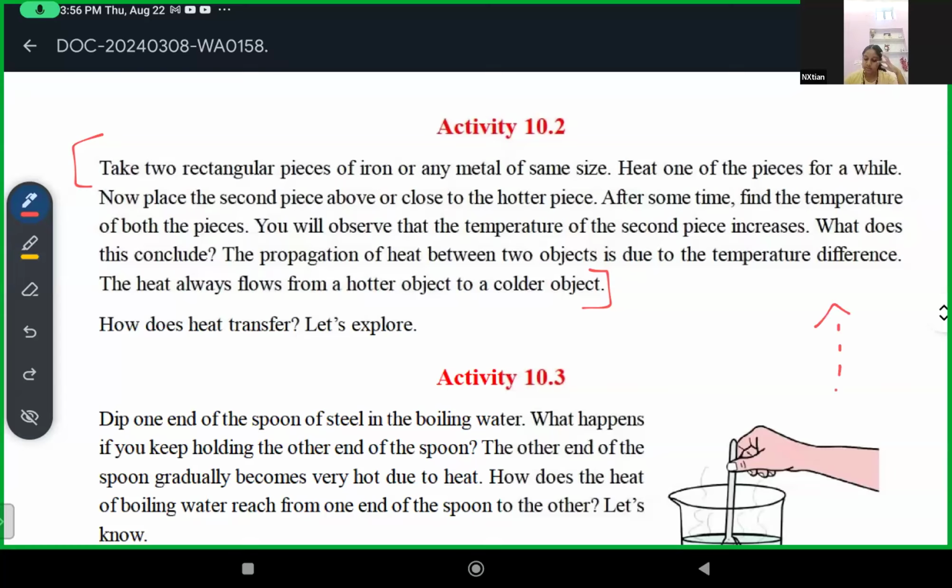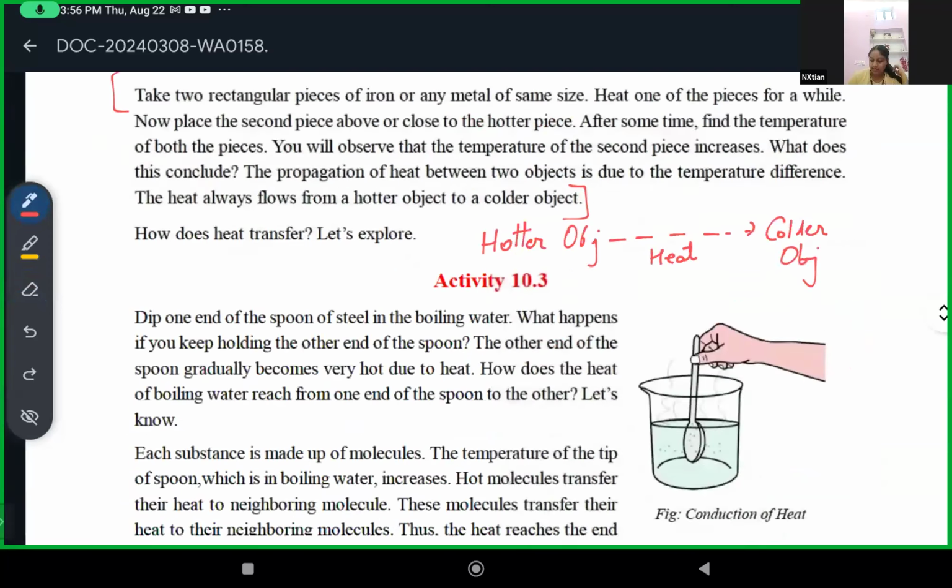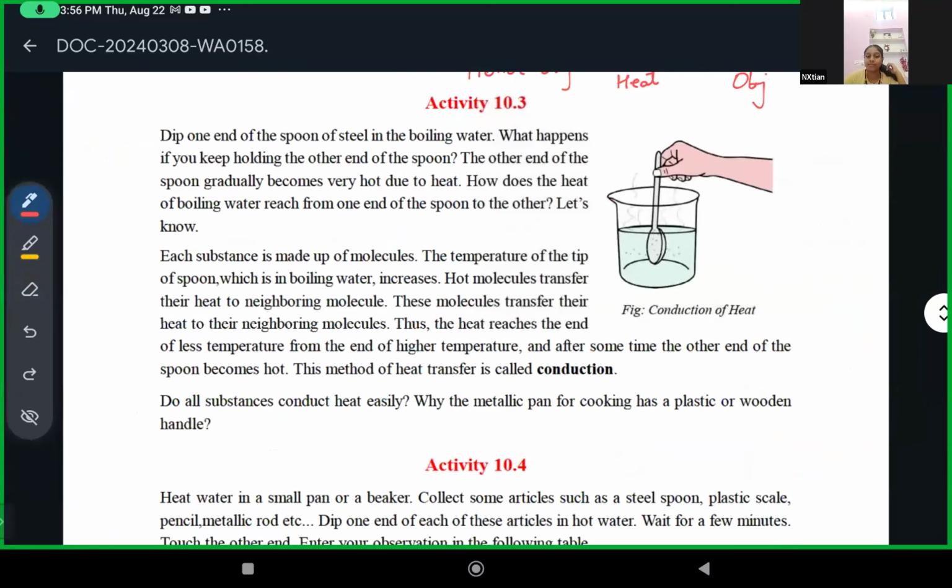The propagation of heat between two objects is due to temperature difference. The heat always flows from a hotter object to a colder object. Like I explained previously, here is the hotter object, and here is the colder object. So heat always flows from a hotter object towards a colder object.